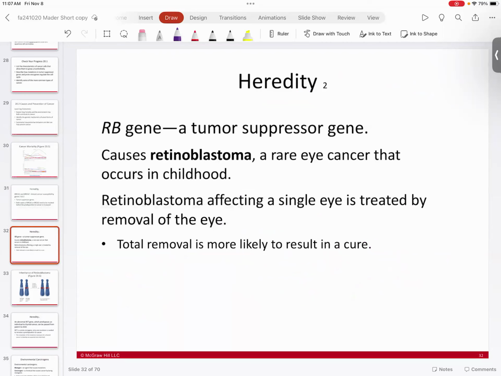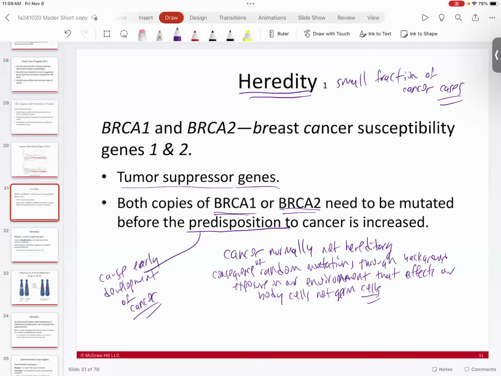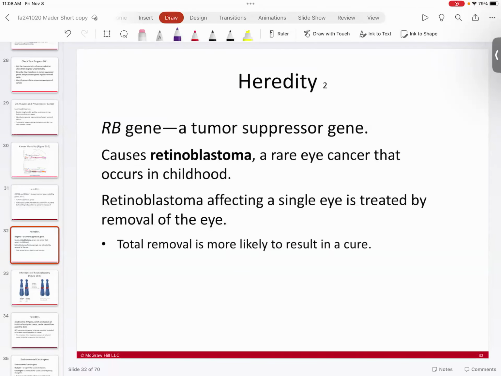So the first tumor suppressor that we found, however, was the retinoblastoma gene. And this is actually where we discovered the idea of predisposition. Okay. So the tumor suppressor gene, retinoblastoma, RB, is basically an eye cancer. It's the cancer of the retina. And what we noticed is that young kids were going blind because of this. And what we found out was that these kids who went blind at an early age were basically born with already one bad copy, or a predisposition.